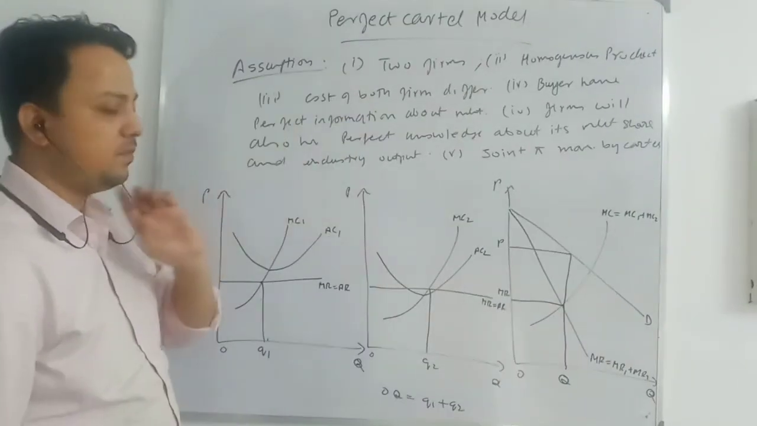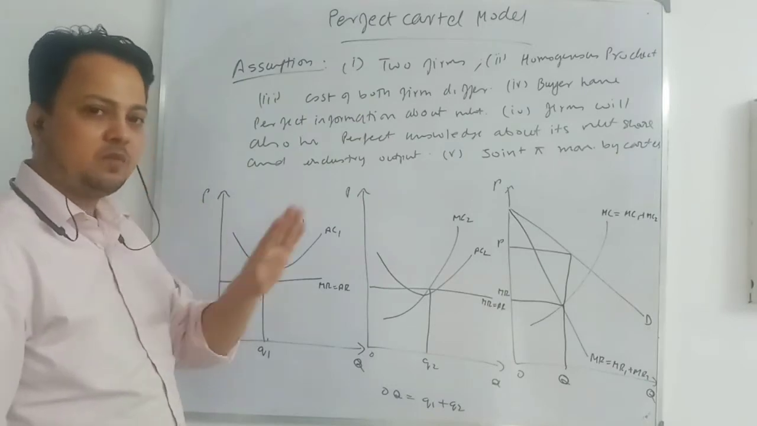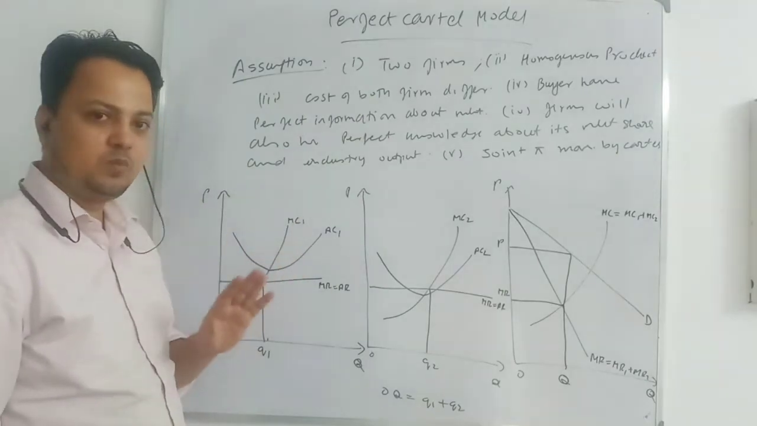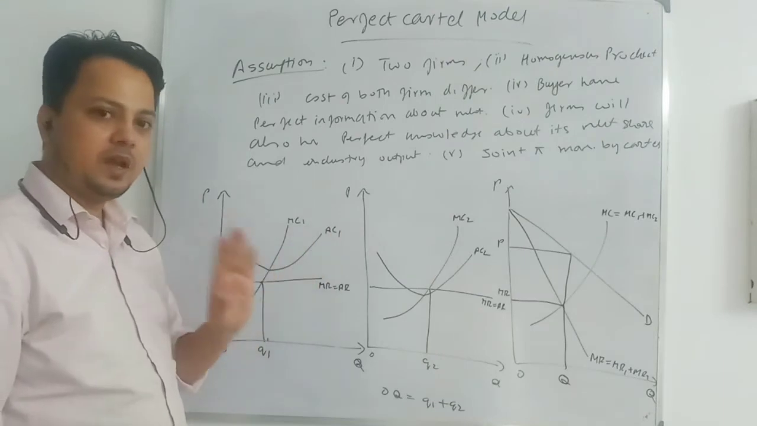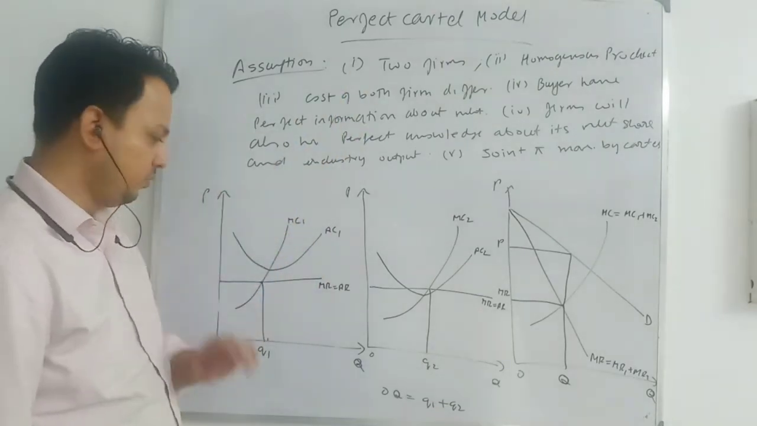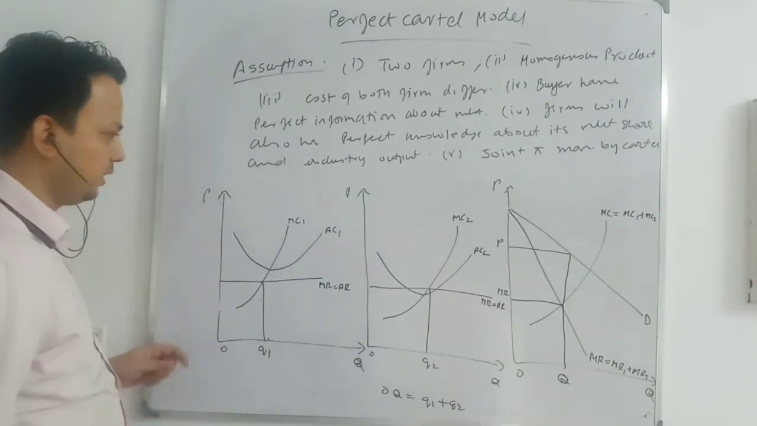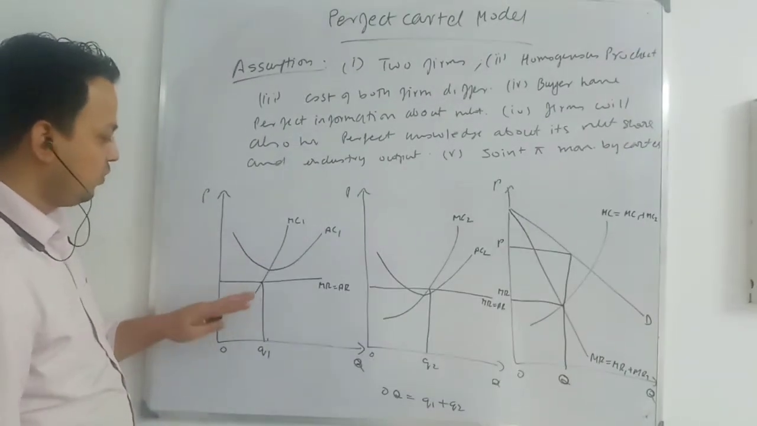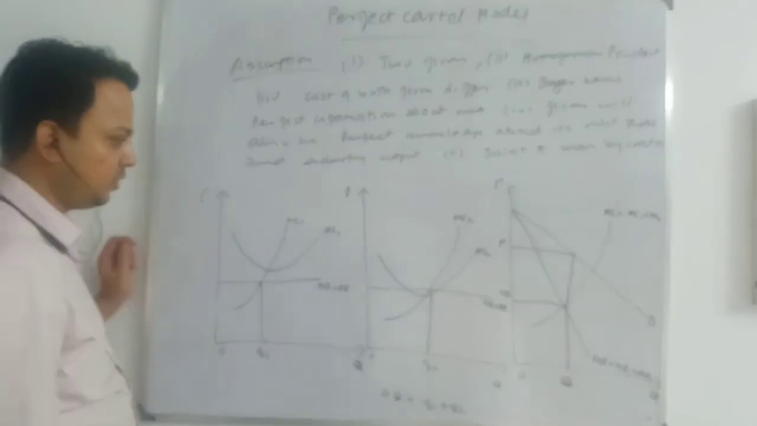In the perfect cartel model, whatever the cartel management board decides, each firm will agree to. This is what we mean by a perfect cartel model. So this is the output that will be produced by the firm.